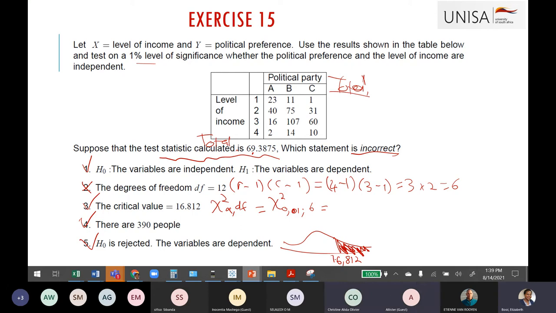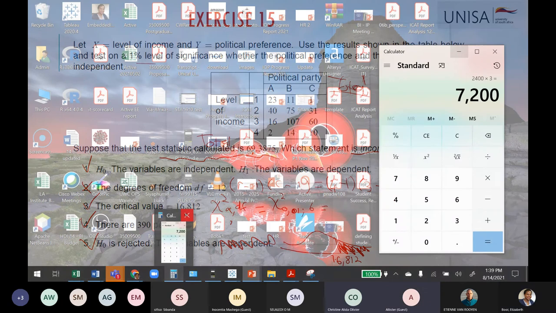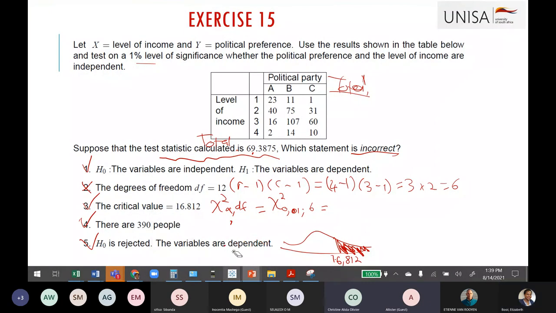Lizzie, just a question there. On number five, I see it's rejected, but it also says the variables are dependent. Shouldn't it be independent? They made a mistake then. No, they didn't make a mistake. We reject the null hypothesis. If we reject the null hypothesis, then we accept the alternative is correct. So they are independent.